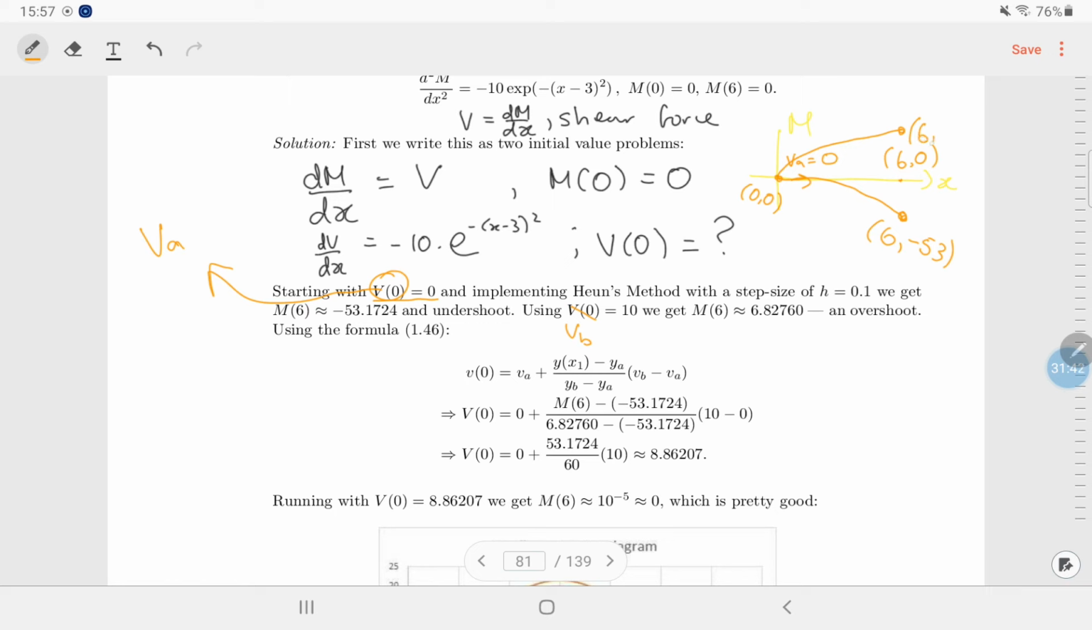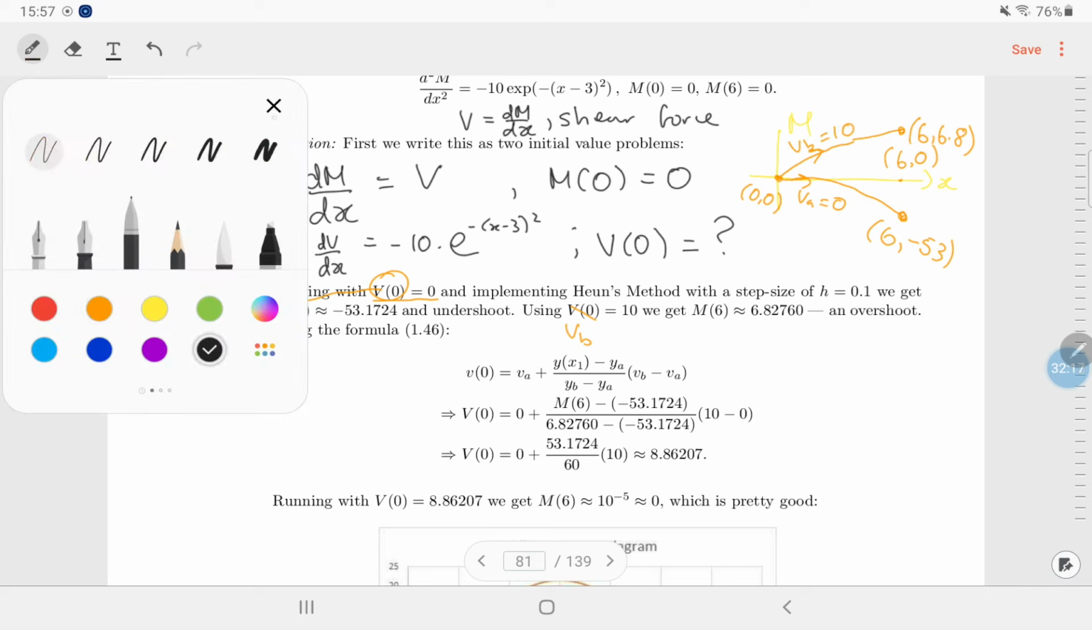So let's say 6.8. That's an overshoot. Using the formula, so it should be the initial slope 0 plus a proportion of the difference between them. And that's what the formula is doing. 8.826 is the correct slope to use. Actually, I could probably improve this a little bit. So this one is VA equal to 0, and this one is VB equal to 10, and we average them out. It turns out that kind of 8.9 does the money.